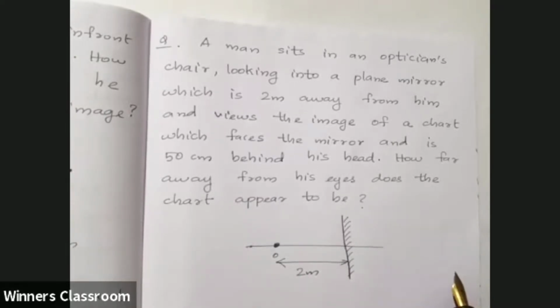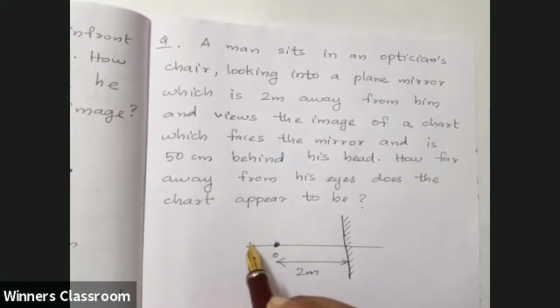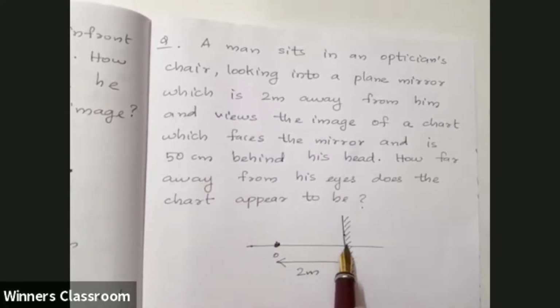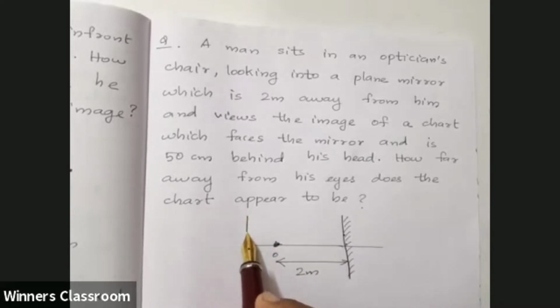And views the image of a chart which faces the mirror. So facing the mirror there is a chart, and it is 50 cm behind his head. When the man looks into the mirror, behind his head means the chart is here. Clear? Between this chart and his head is 50 cm.